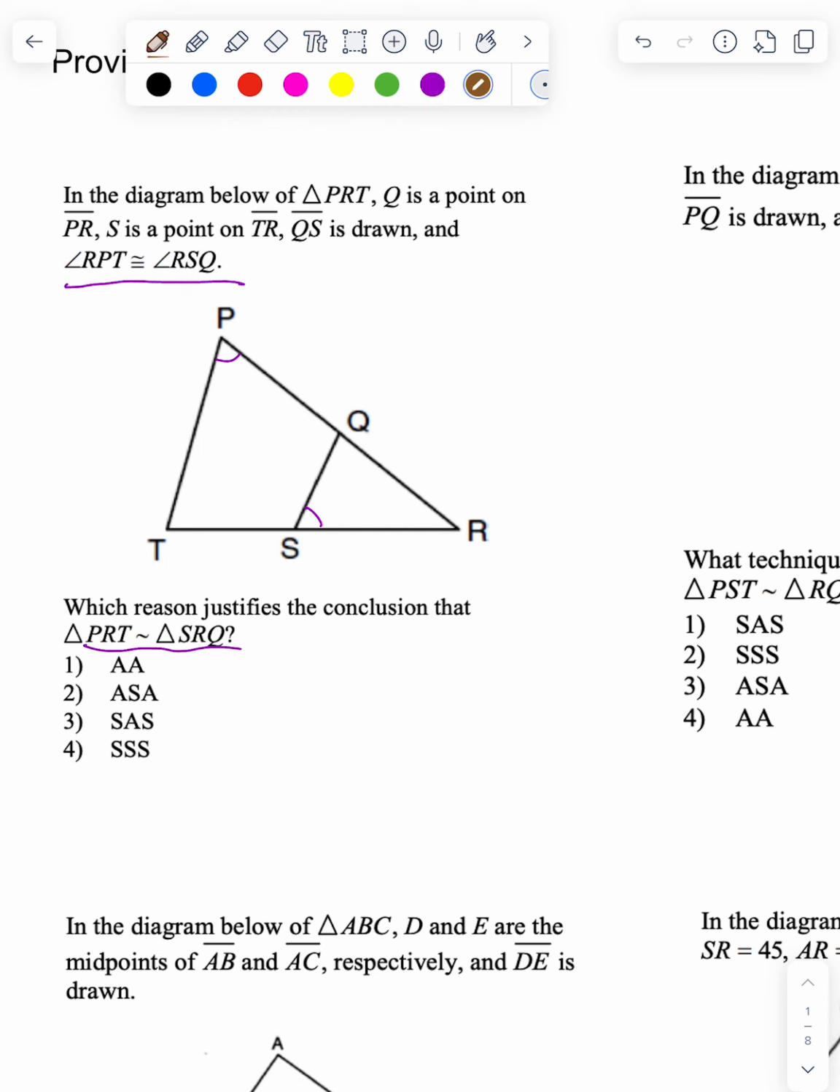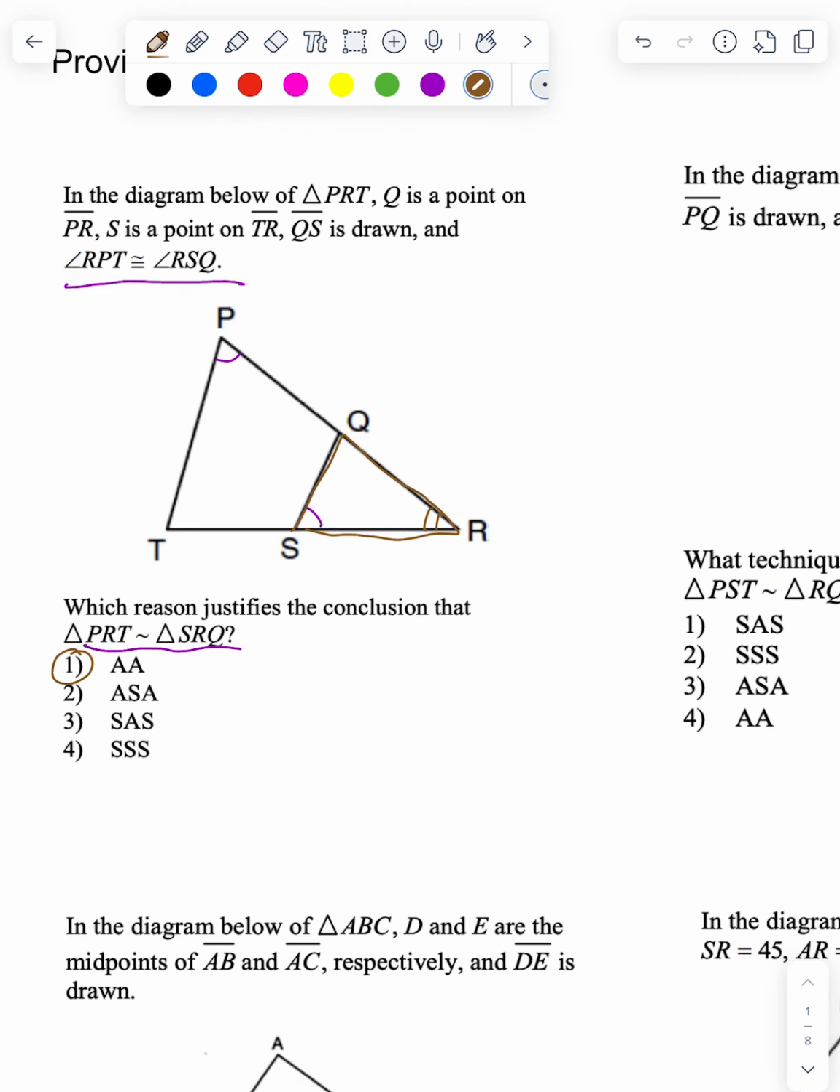And then if you notice, the small triangle is SQR and the big triangle is PTR. They both have R in it, and that's because R is shared between the small and the big triangle. So that's a second pair of congruent angles. So AA justifies why the triangles are similar.